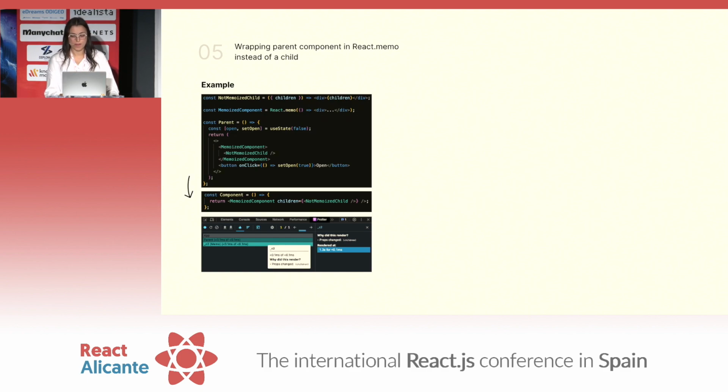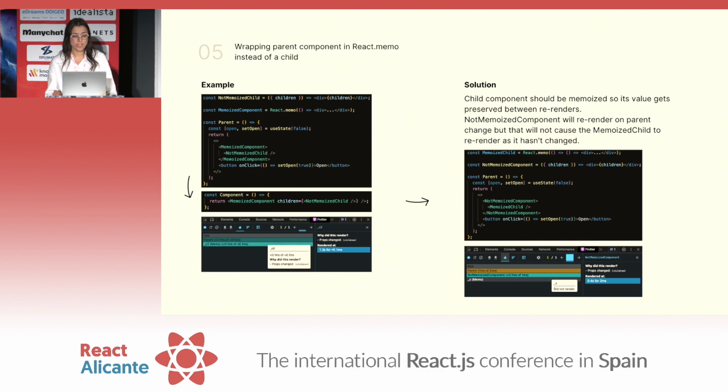Number 5, wrapping parent component in React memo instead of a child. It is a common mistake to assume that wrapping a component with React memo will automatically memoize its child components. In reality, memoization works on a per component basis, and each child must be individually wrapped in React memo to achieve memoization for them. Memoization doesn't cascade through the component hierarchy by default. This distinction ensures that memoization is applied effectively where needed and without unnecessary complexity.